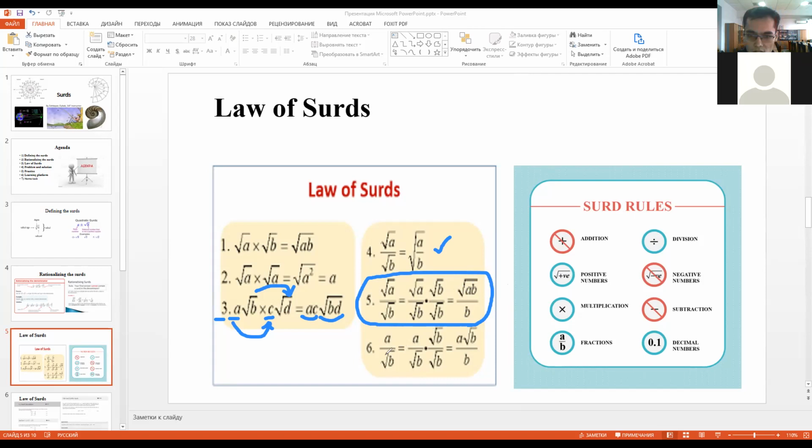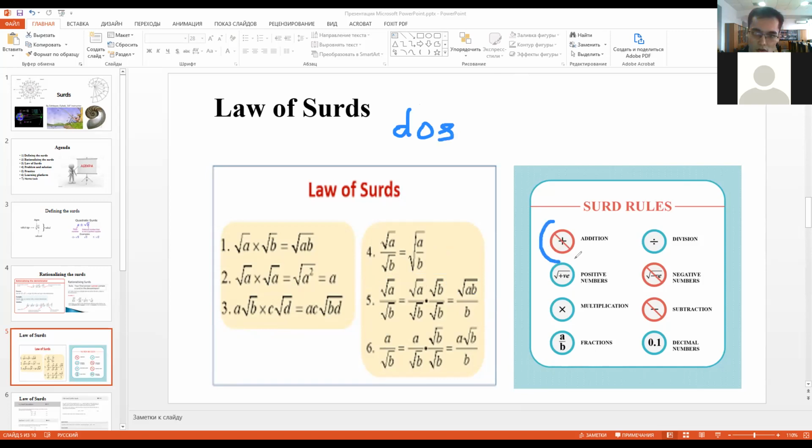Apply this rule in rationalizing. And here you can also see the numerator is not a surd, it's an integer. And here the numerator and denominator are both surds. In the last one, you have a surd in the numerator. This is the difference between the fourth, fifth, and sixth rules. Okay, these are the dos. You also have the don'ts as well. So you can see the don'ts.